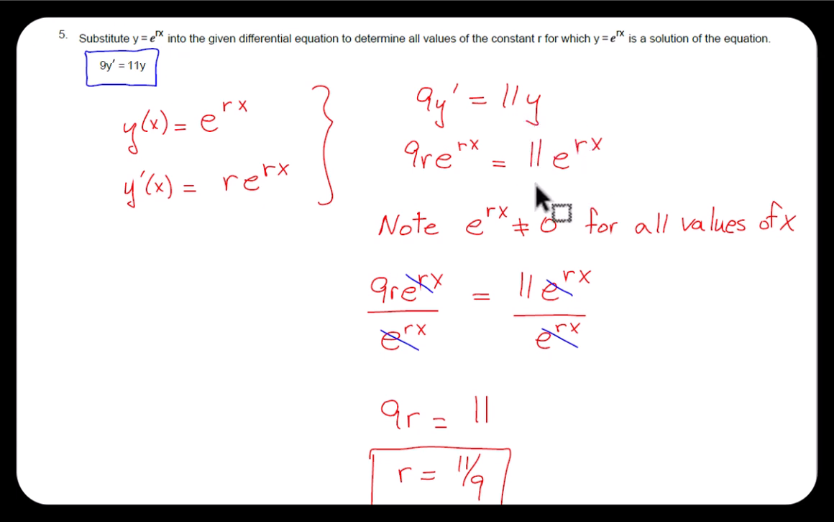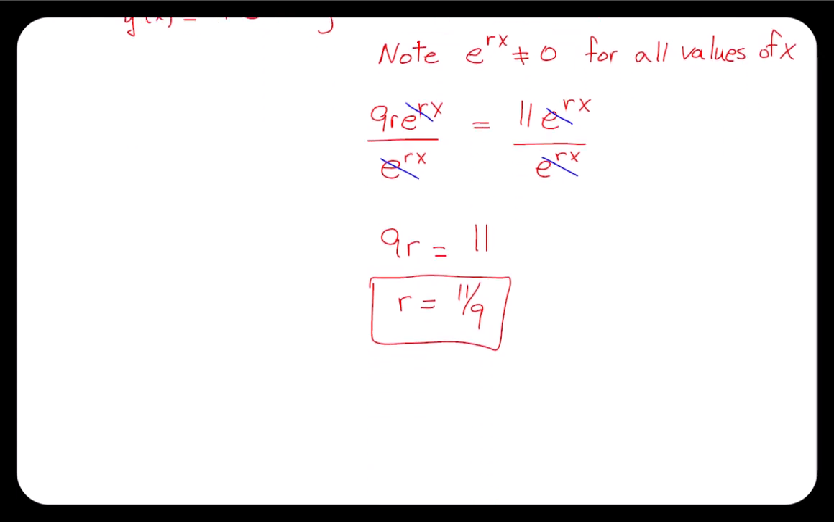And so we start cleaning this up. Well, I'd like to divide by e to the rx on both sides so it cancels. Now, if you remember the graph for e to the rx, it's an exponential function. It's never zero for all values of x, so there's no problem with me dividing by that term. And so if we do that, we get 9r equals 11, or r is 11/9.